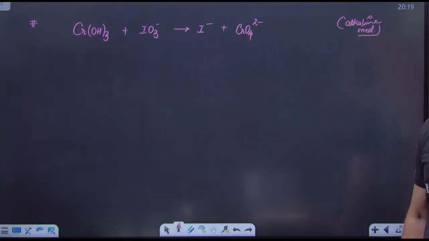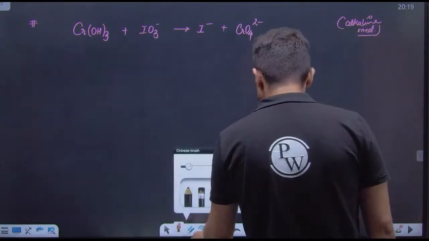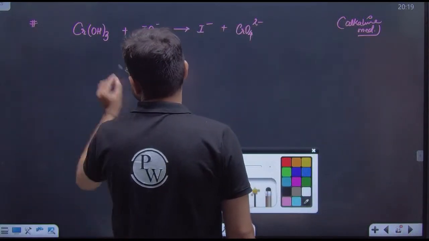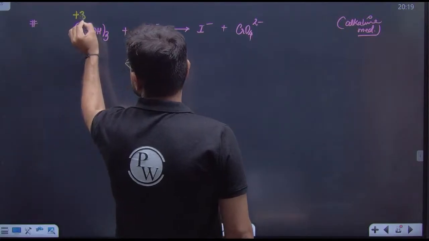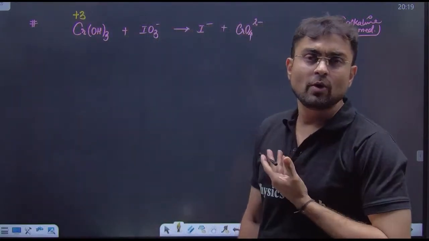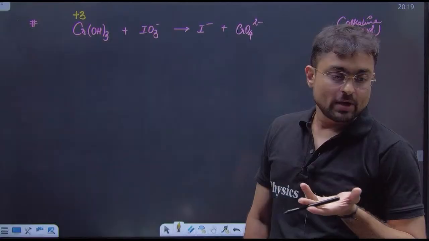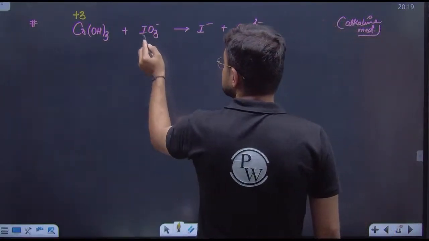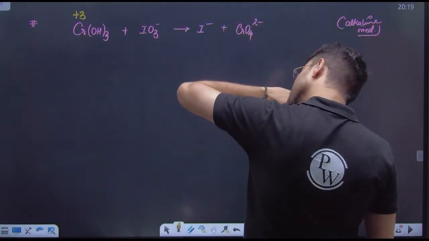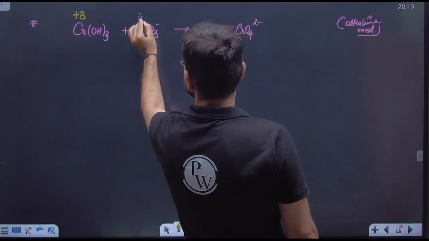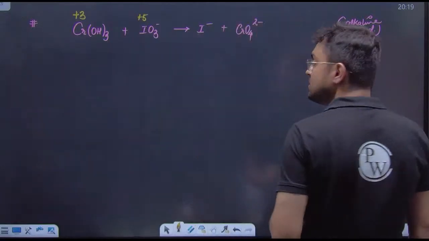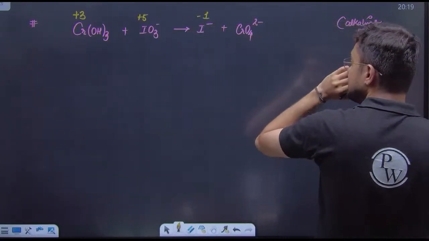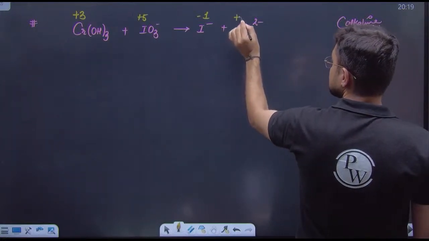Okay, let's see. So now tell me, what is the oxidation number of chromium here? Plus 3, because we know OH is a negative ion, so every OH has -1 charge on it. Now what will be the oxidation number of iodine here? Very good, plus 5. What about iodine on the product side? Very good, superb. And what about chromium here? Plus 6.